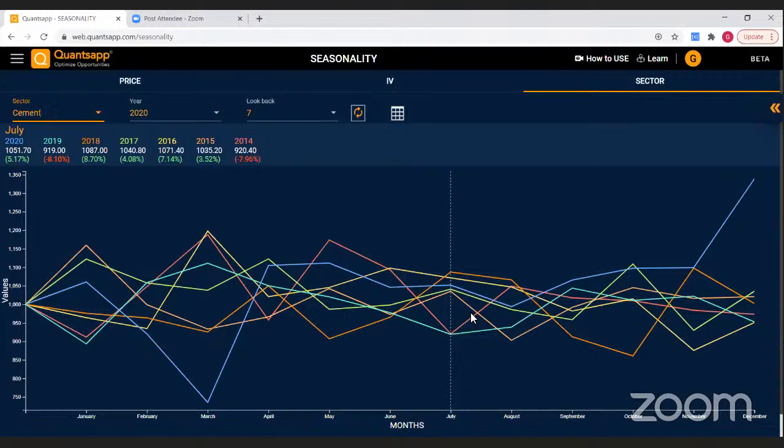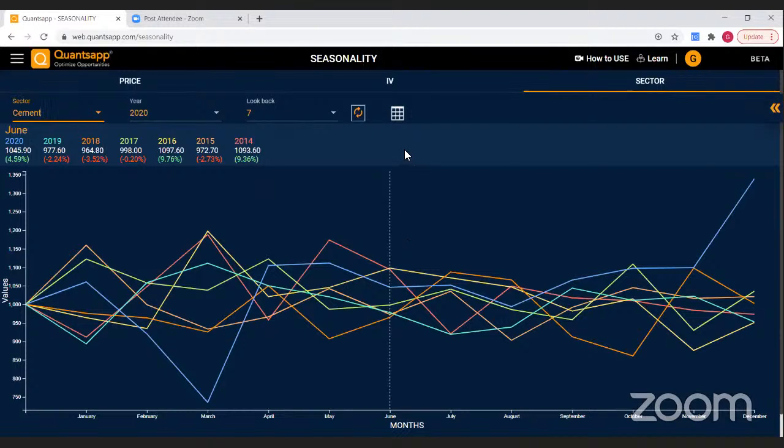All the cement stocks which are in the FNO segment. If I take the cumulative performance of that particular cement sector, say the month of July, the month of July has also been on a positive note for the last 7 years. So this is telling me the seasonality behavior.